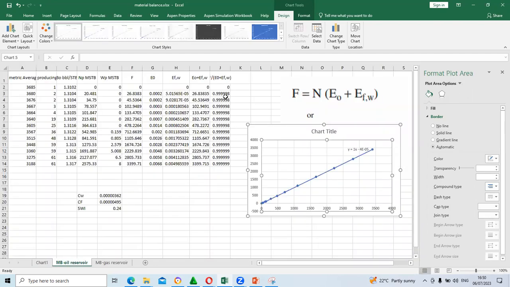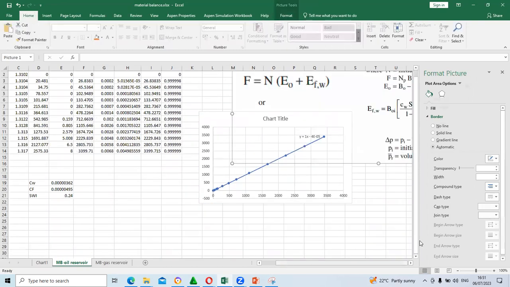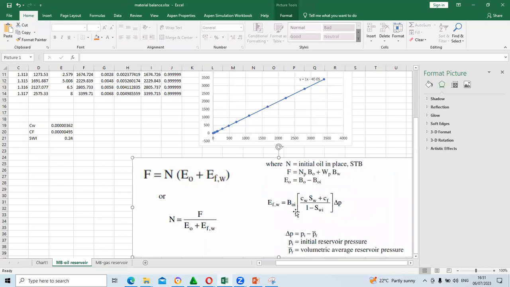But our target of this class was to determine the drive mechanism. That's our target. It was to determine the drive mechanism by following all of the formulas that we have for the material balance equation.